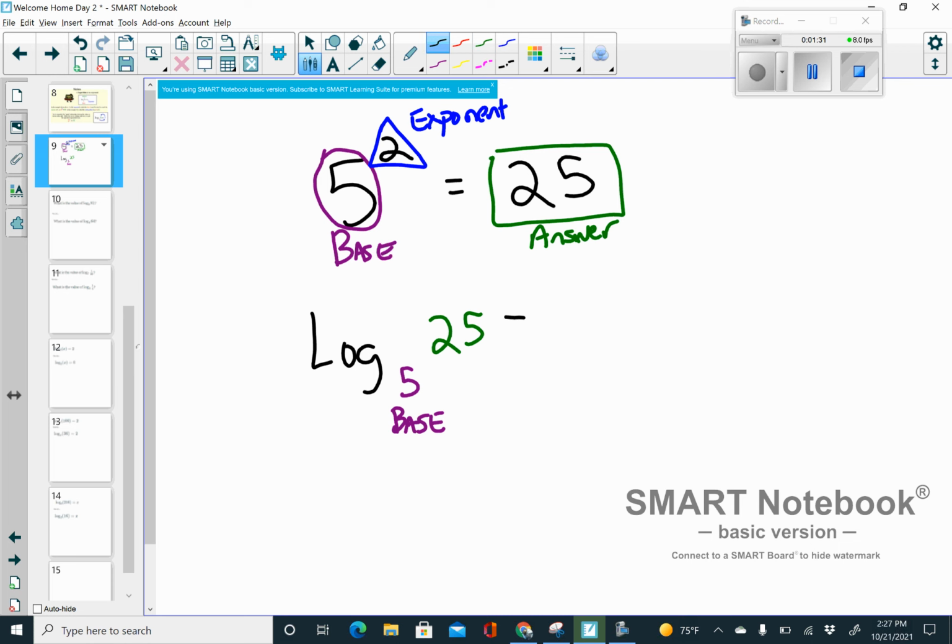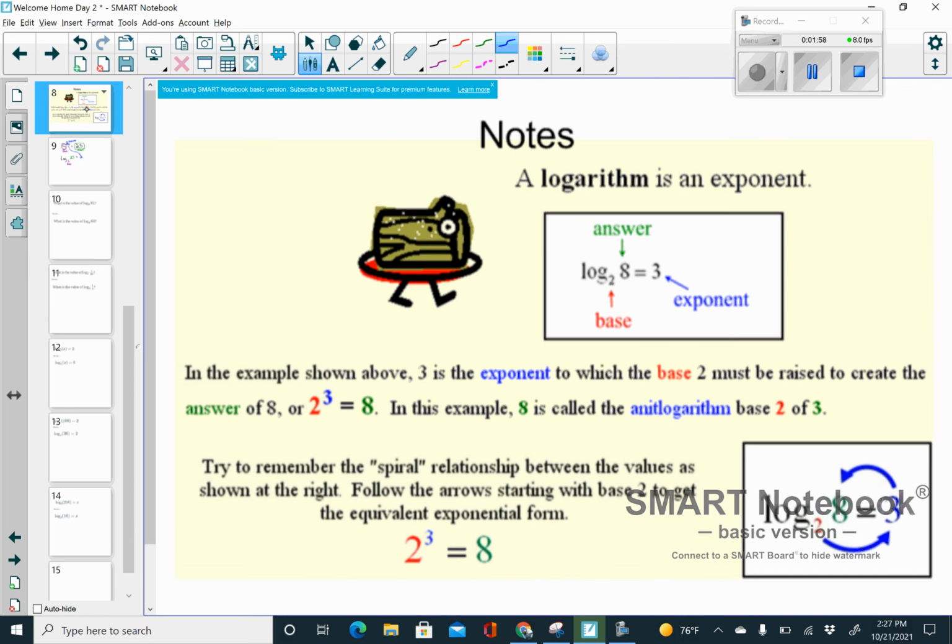After that, you're always going to have an equal sign, and the answer to a log is the exponent. So I put the exponent in blue, so there's my exponent. Okay, so 5 to the second power equals 25 as a log is going to be log base 5 of 25 is equal to 2. Right? You see it? So it's just placement, right? So the answer to a log is going to be the exponent. Okay, that's the first thing that you need to get.